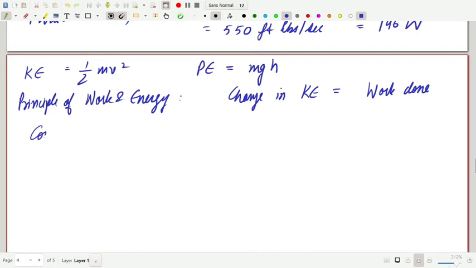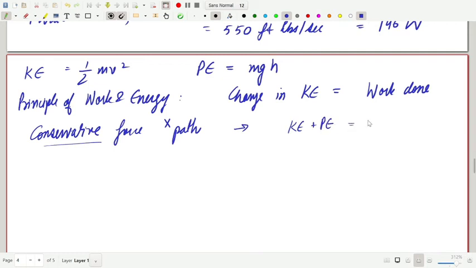What do you mean by conservative force? Which does not depend upon path and depends only on initial and final positions. And in effect of conservative forces, we have conservation of energy. We state that the sum of kinetic energy and potential energy remains constant.